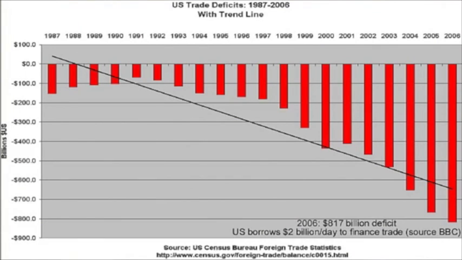The trade deficit hit 3.5% of US GDP in the mid-80s. And by 2007, it had grown to 6% of GDP, which was $800 billion in 2006. It was $2 million a minute that the US was going into debt to the rest of the world because of the US trade deficit.